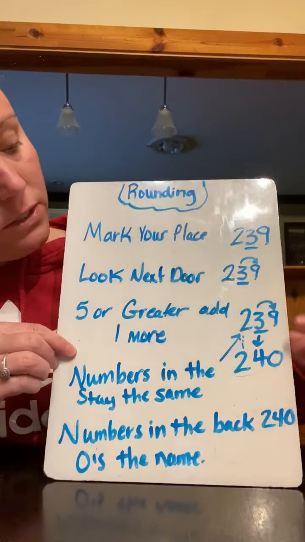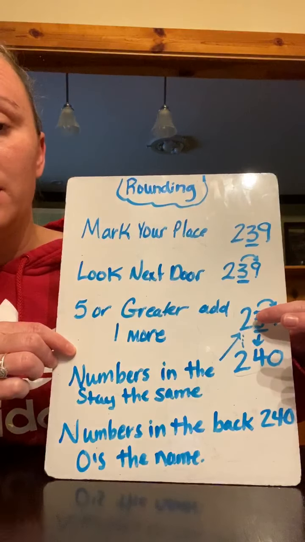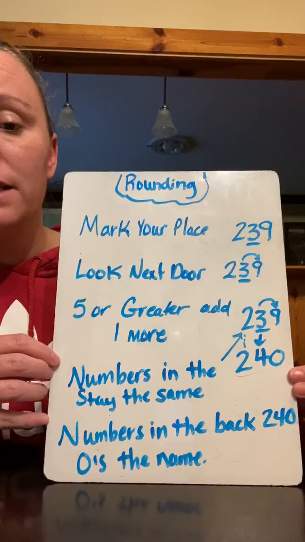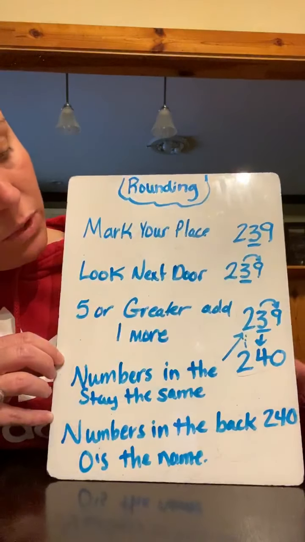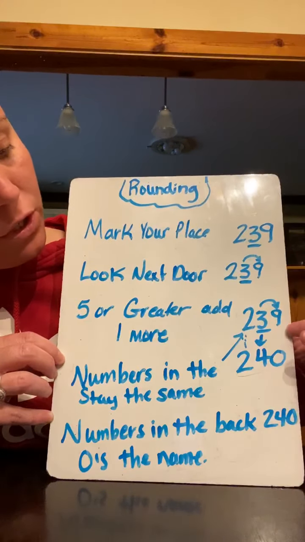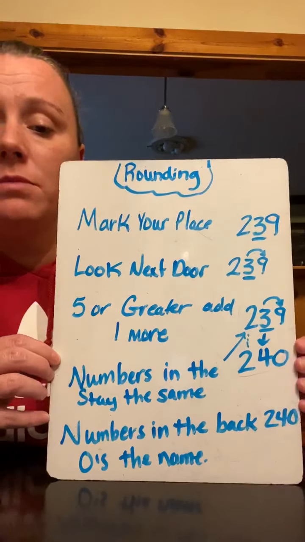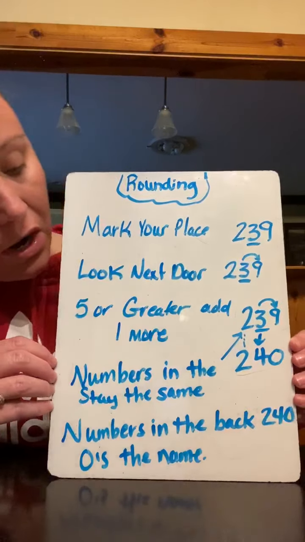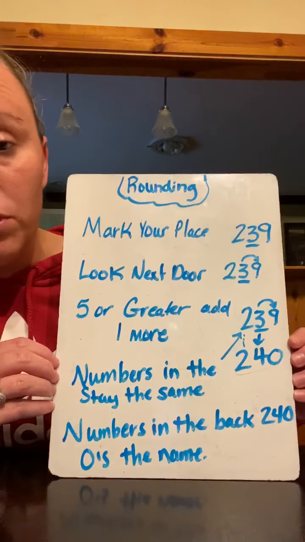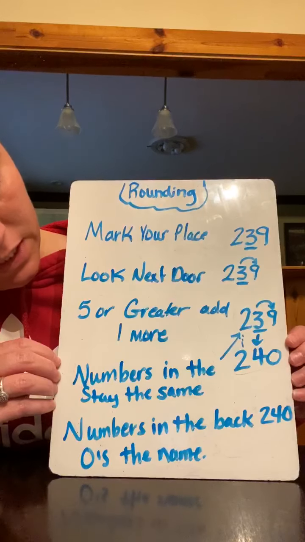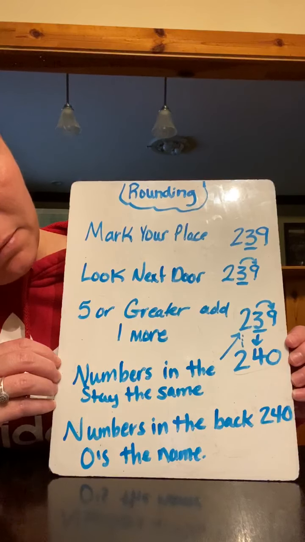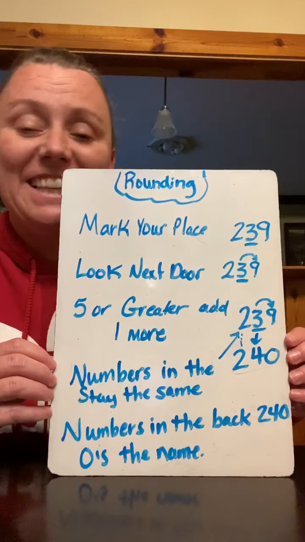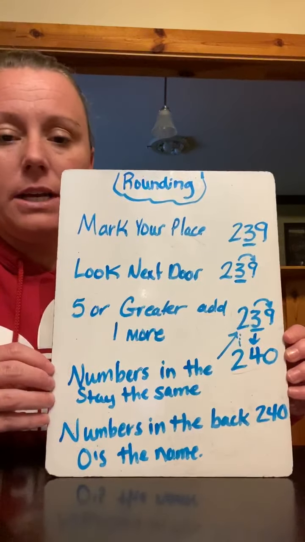Numbers in the front stay the same. So numbers in front of our underlined number stay the same. And numbers in the back, zeros the name. So the ones that are after our underlined number to the right, those become zeros. So you mark your place, you look next door, 5 or greater, you add one more. Numbers in the front stay the same. Numbers in the back, zeros the name. If you'll remember, that's the song that we used, or the little saying that we used during class.